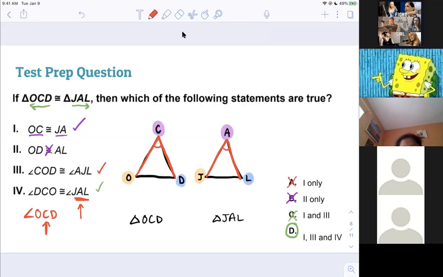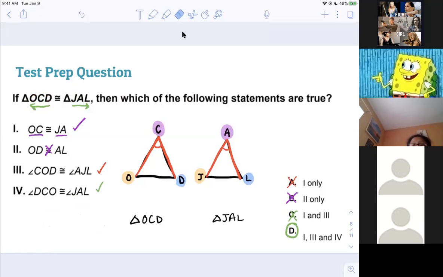But just like I could write OCD, for here I could write LAJ. I could write it backwards, but A is still in the middle. Oh, okay, I get it. Thank you, miss. You're welcome. Does that make more sense for everyone else? Cool.